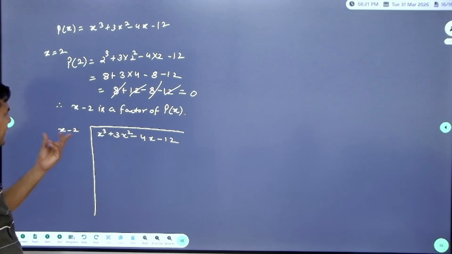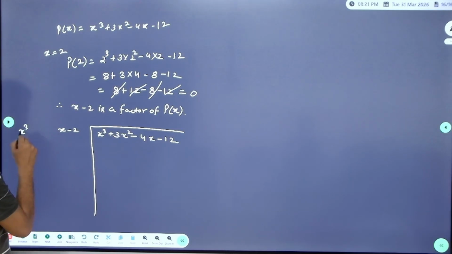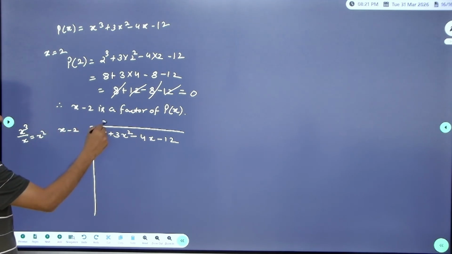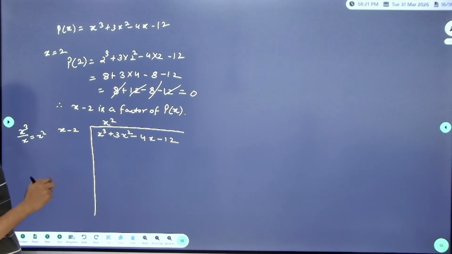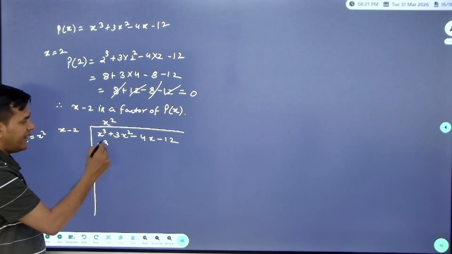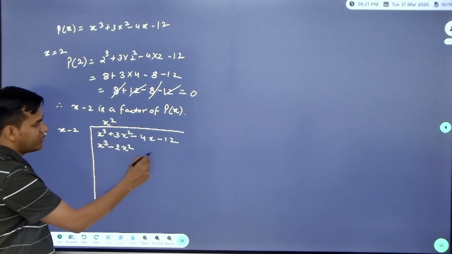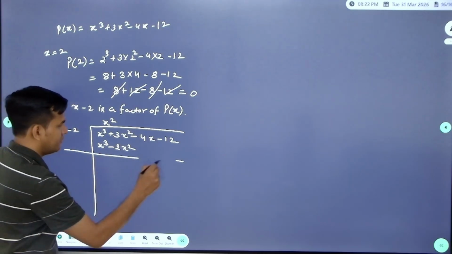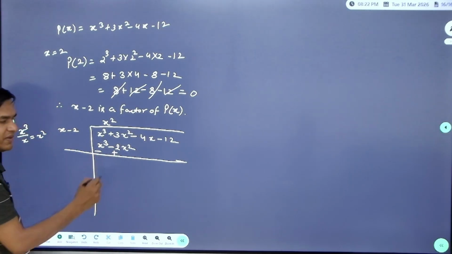Divide with x minus 2. So x cube by x is x square. So we'll write x square here. Now multiply this x square with x and minus 2. x square into x, x cube, x square into minus 2, minus 2x square. Then subtract, it becomes negative, it becomes positive.